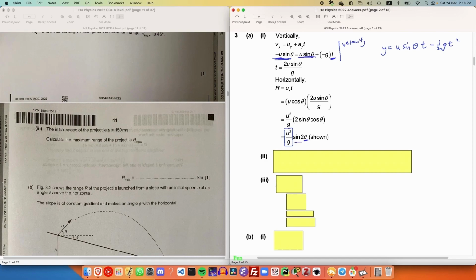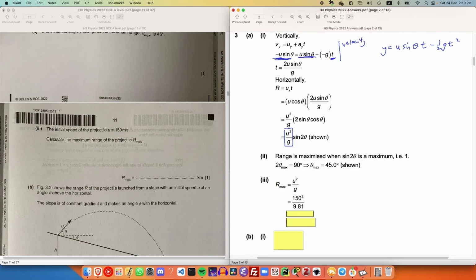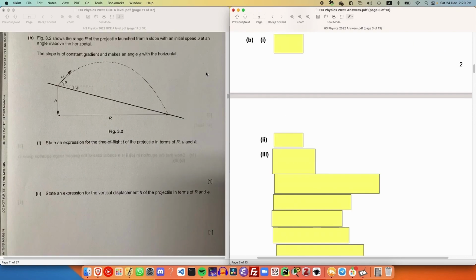Since the value of sine 2 theta can be maximized by setting theta equals to 45 degrees, the answer for the maximum range of the projectile is just u squared over g. Substituting values, we get the following expression. Now we're given a variant of the question where the projectile is set off a slope instead.